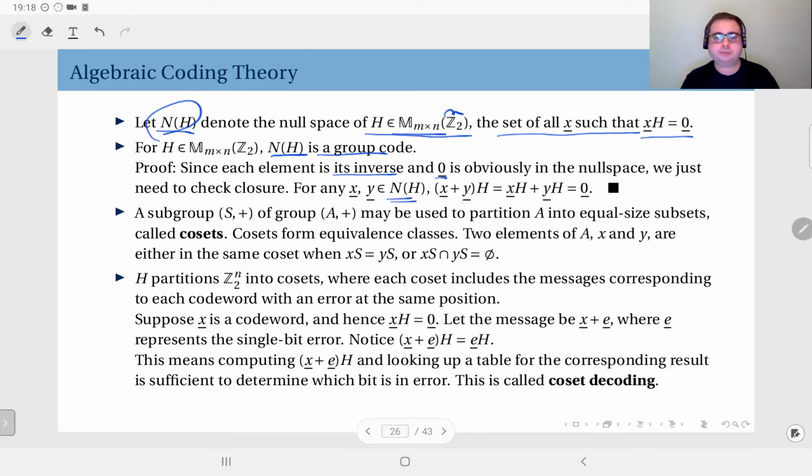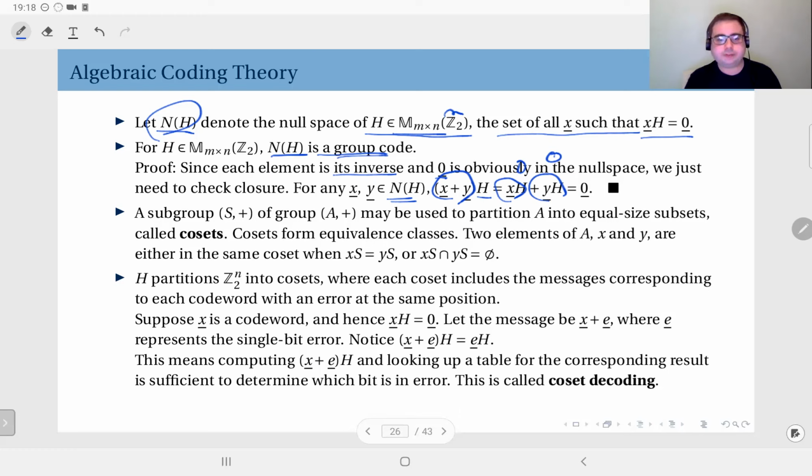Take x plus y, the result of the addition, and multiply it with the parity check matrix. Of course, you can apply the distributive property: xH plus yH equals 0. Why? Because x is in the null space, y is in the null space. Therefore, this is 0, this is also 0. When you add them up, you get 0. So that means this should also be in the null space. Therefore, this operation is closed under addition in the set. Therefore, this is in fact a group.